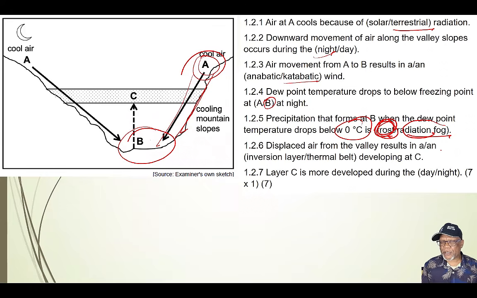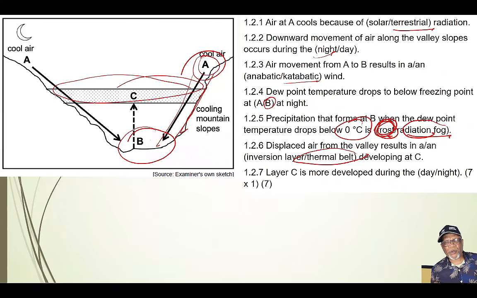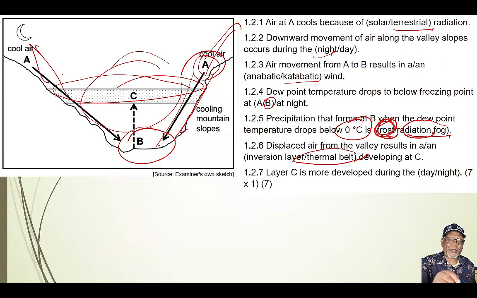Displaced air from the valley results in an inversion layer or thermal belt. This is going to result in thermal belt. Is layer C more developed during the day or during the night? Layer C is more developed during the night, not during the day, because during the day, the entire valley has warmer air, and the air is still moving up during the day. The air is moving up. There is no accumulation of cold air there during the day.